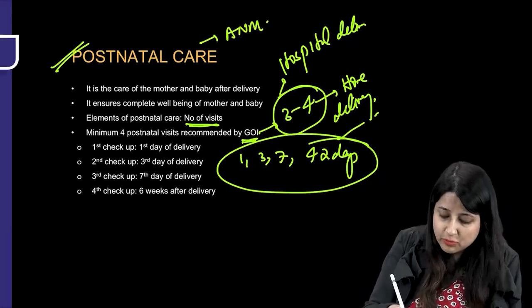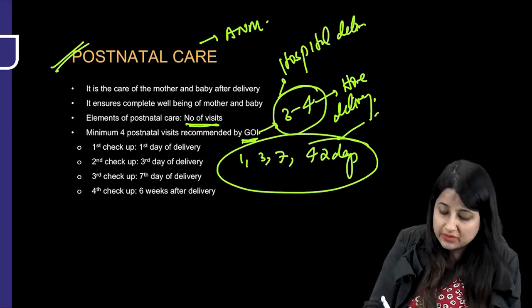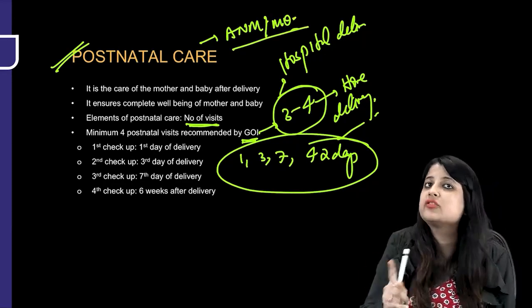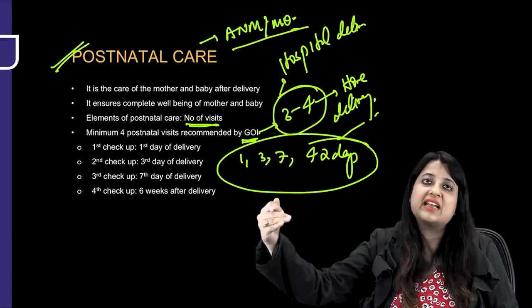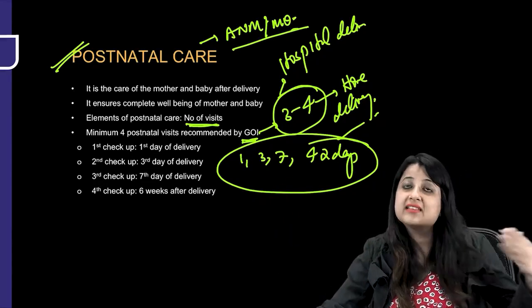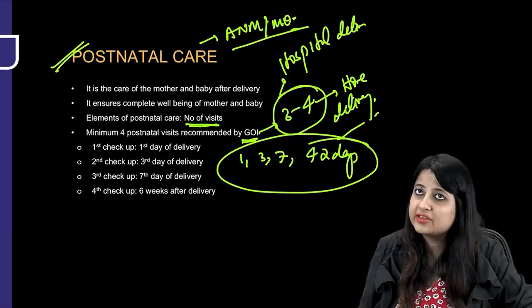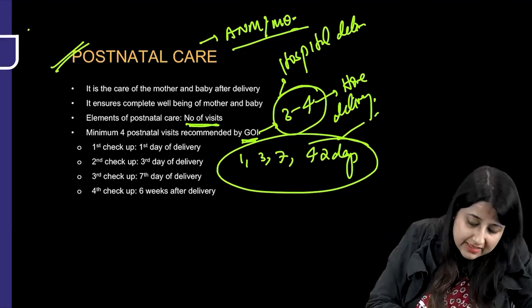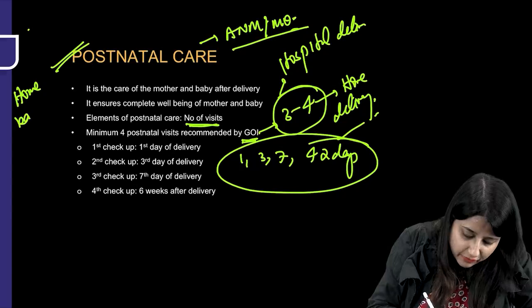When I say minimum postnatal visits according to WHO, the person should be looked after by an ANM at least or a medical officer. At least one visit should be made by a medical officer. The home based care of newborn that we study is a different thing, which is made by an ASHA worker, and those are additional visits.